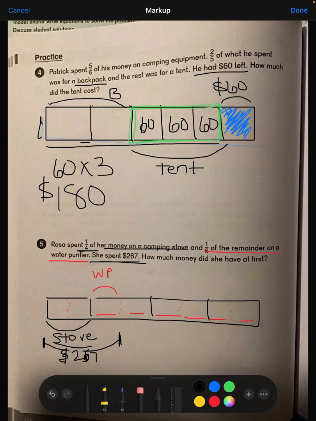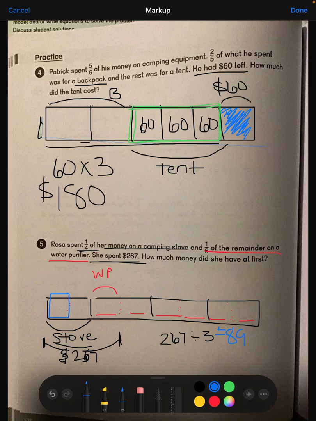In order to do that, we're going to divide. Anytime that you're given a total, you're either going to be subtracting as a part of your problem or dividing as a part of your problem. Because we're working with equal groups, we're going to divide. So 267 divided by 3, because we need to figure out what one of these small units is. And that is 89.